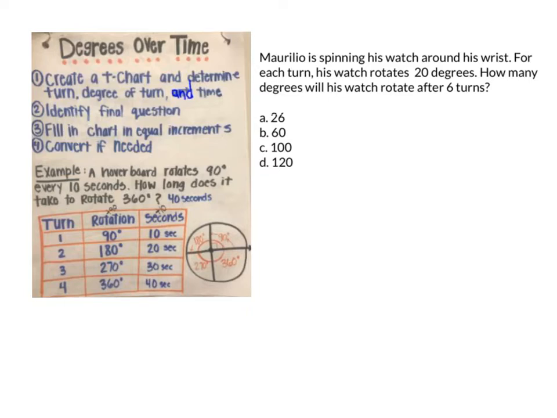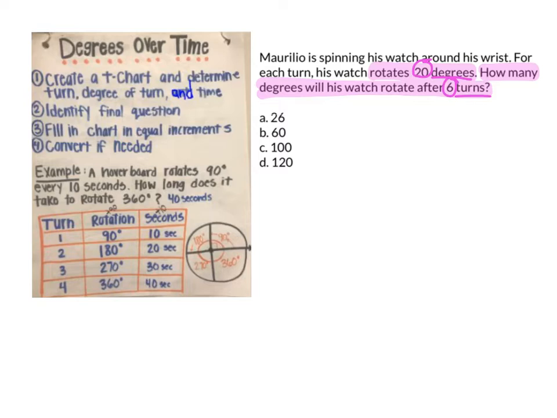So Murillo is spinning or twisting his watch around his wrist. For every turn, his watch rotates 20 degrees. We want to find out how many degrees will his watch rotate after 6 turns. Our important numbers in this problem are 20 degrees and 6 turns.